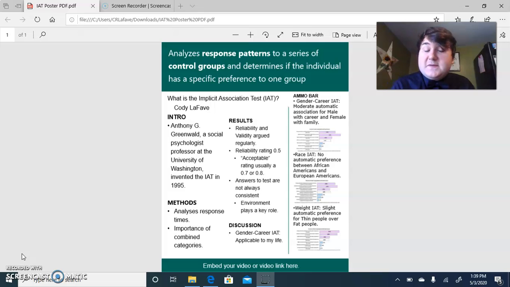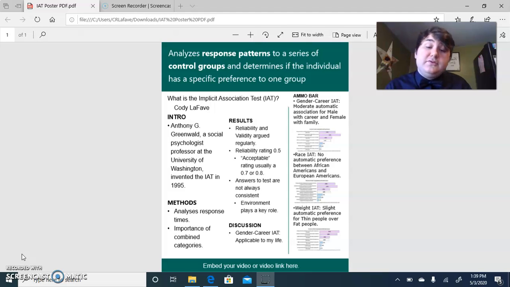Now, the results of this test are not always consistent, because the environment plays a key role while you answer. You may answer or group the terms differently than you did before. Because of this, you would be considered differently and fall into a different group than you may have before.